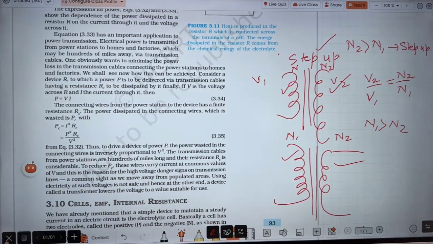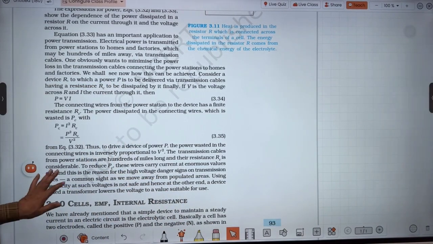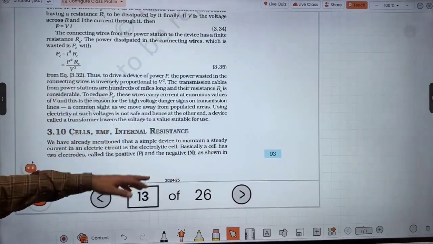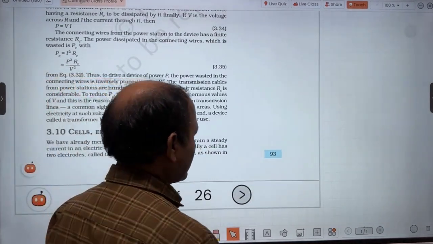So up to here, I think you have understood. In the next lecture, we will study cells, EMF, internal resistance, terminal voltage, etc.